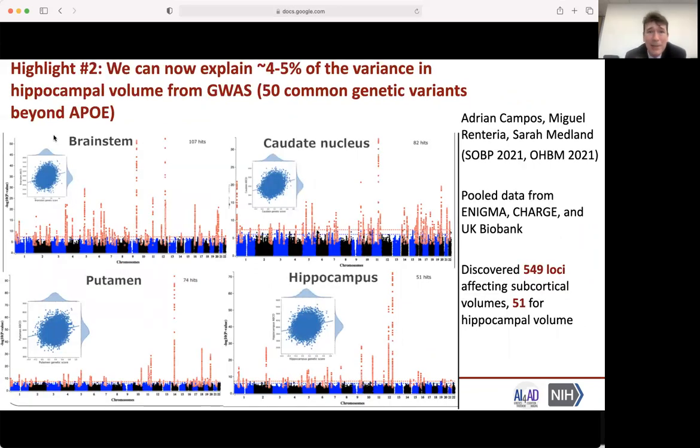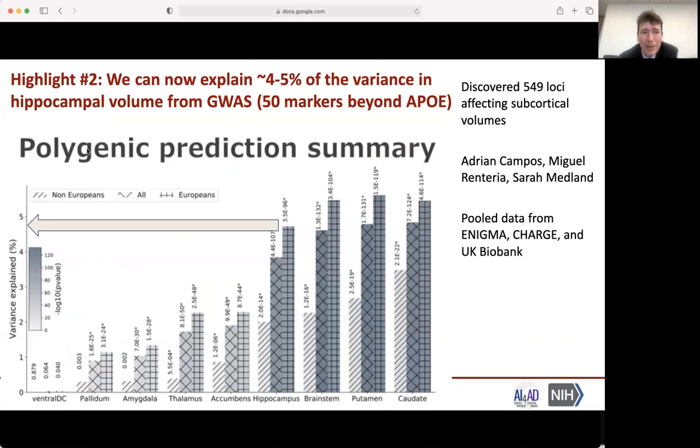We also can explain about 4 to 5% of the variation in hippocampal volume on MRI by compiling all of these variants in the genome that have been discovered by genome-wide screening of scans across the world. And now over 500 loci have been discovered that affect subcortical volumes, over 50 for hippocampal volume alone. And these can be very interesting to test. You can compile these genetic markers and see how well we can predict, in this case, hippocampal volume from genetic loci.